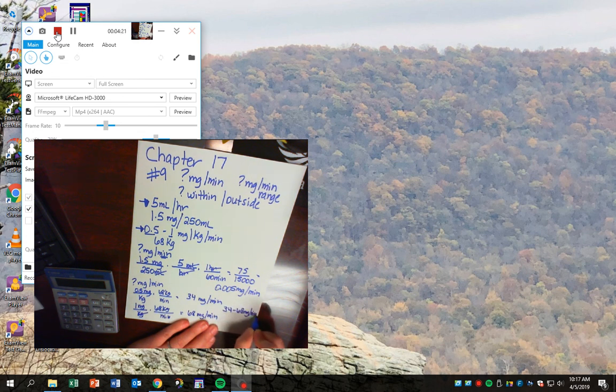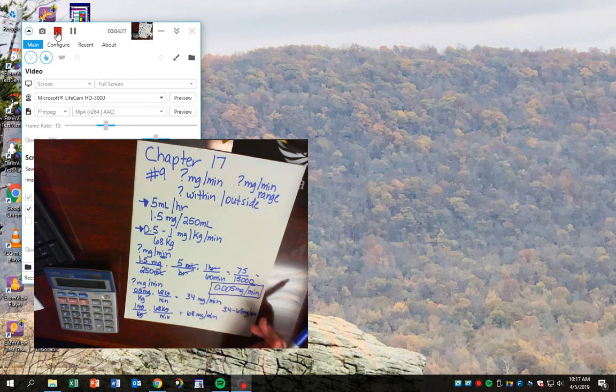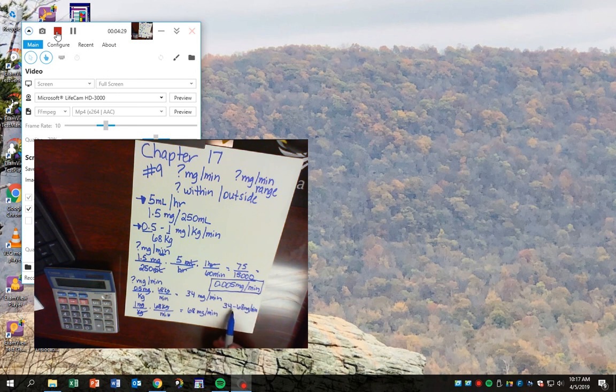And our last bit is we want to know if this is safe, or within the therapeutic range of 34 to 68. Obviously this number is much, much lower, so it would be outside the range of being safe and therapeutic. And that's how you would do an example like number 9 on the chapter 17 homework.